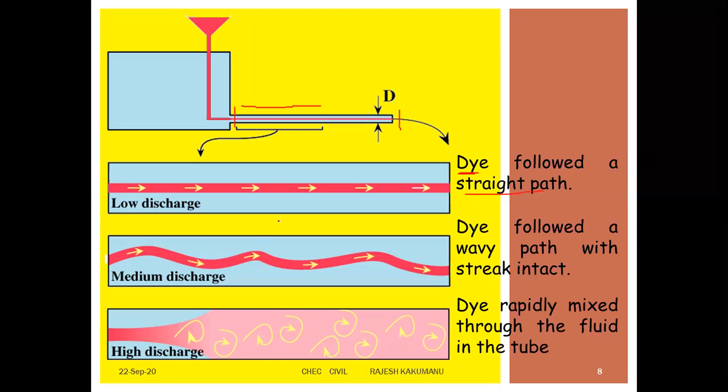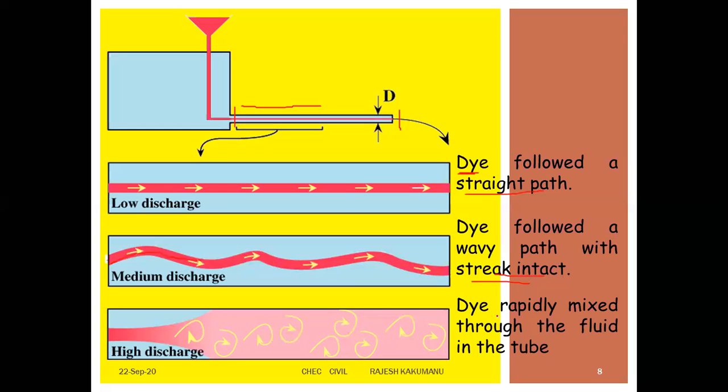Second one, the dye is followed by the wavy path with a streak intact. So whenever the discharge is high, whenever the velocity is high, right, if we exaggerate, the pink color one, suppose this is a diameter, the pink color one is moving in a zigzag movement, in a wavy motion. That is nothing but the dye following the path, streak intact. Next one, dye rapidly mixed through the fluid in the tube.